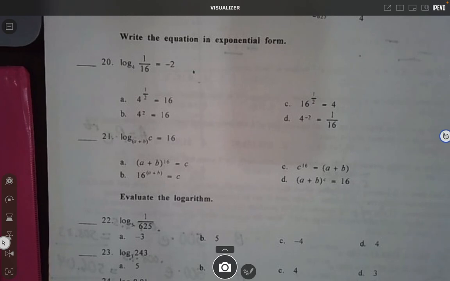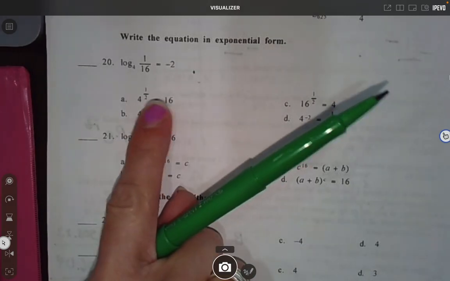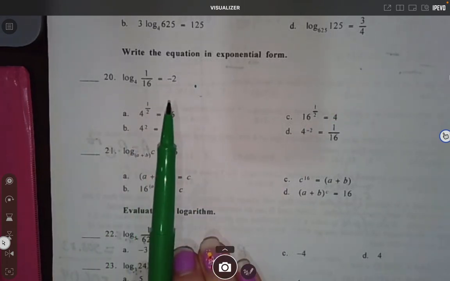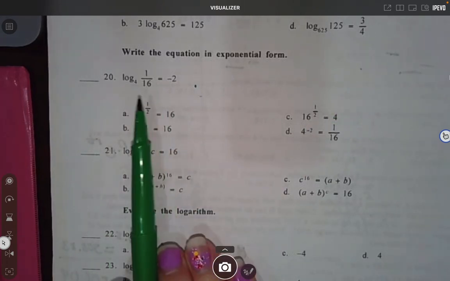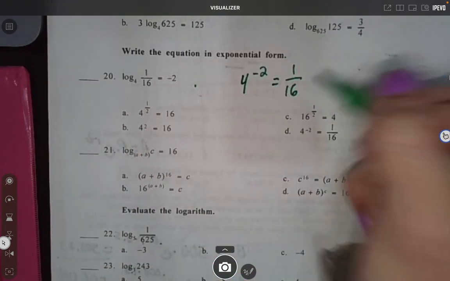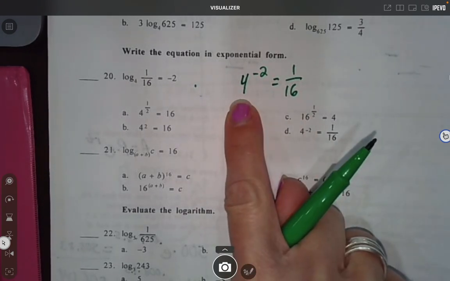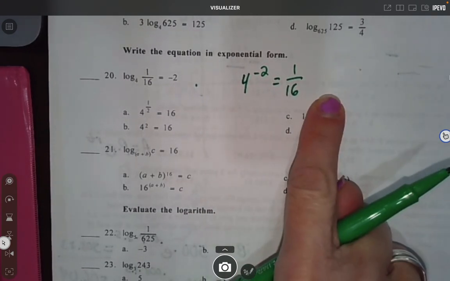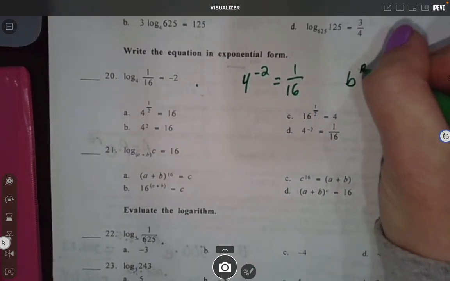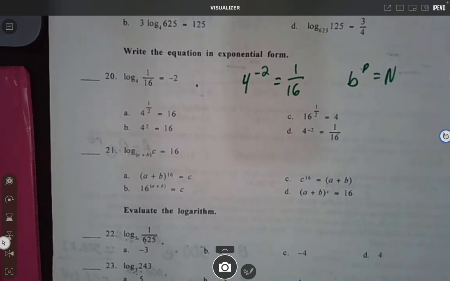Okay. The next one is like this one, just like it. Maybe even identical. All right. So it says write the exponential form. So what's your base? 4. What's your exponent? -2. And it equals 1 over 16. If you type that in your calculator and press math enter, it's true. It does equal 1 over 16. So your base to your power equals your number. Are we good with that one? So 20 is D. Is that what you said? That one is on there, yes.